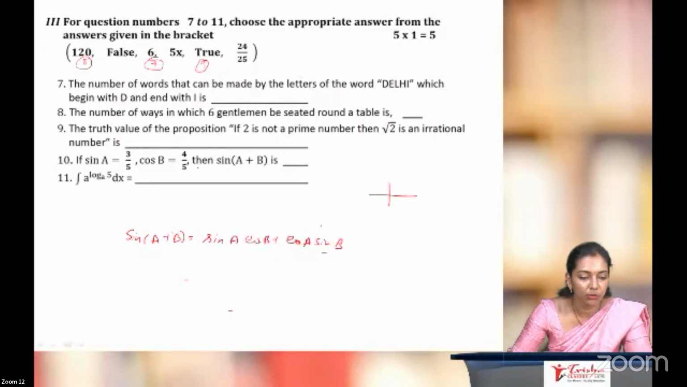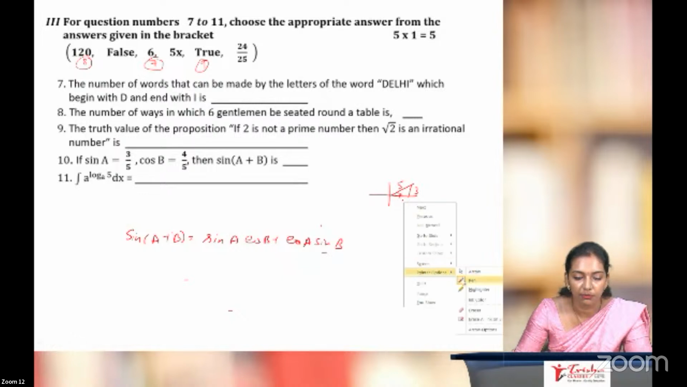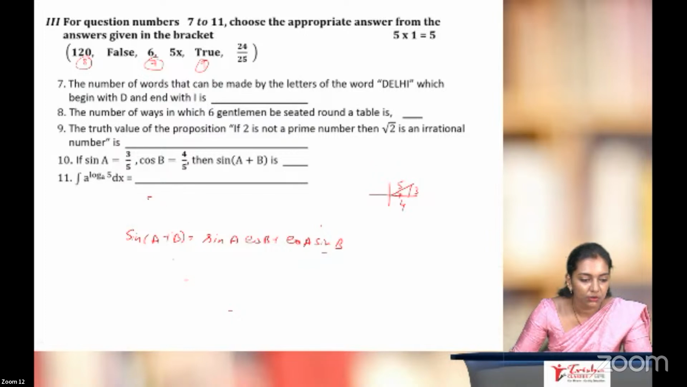Actually, here both are positive, so it is in the first quadrant. So sin for this theta, 3 by 5, opposite by hypotenuse. So 3 here, 5 here, and this will be 4 using the Pythagoras theorem. So you can actually find cos A. Cos A will be adjacent by hypotenuse, so 4 by 5.